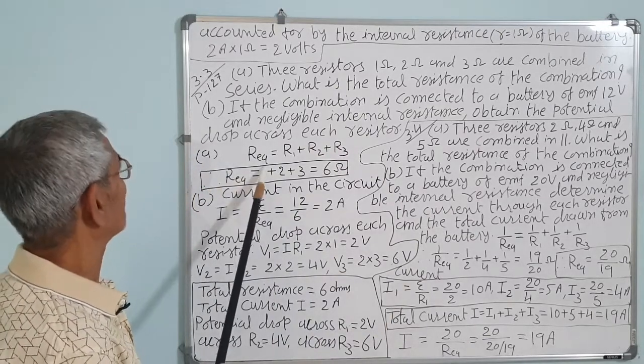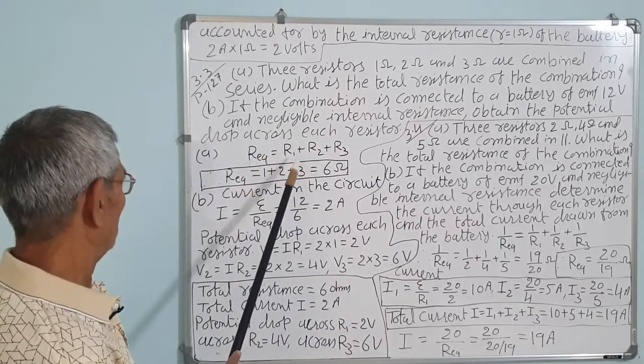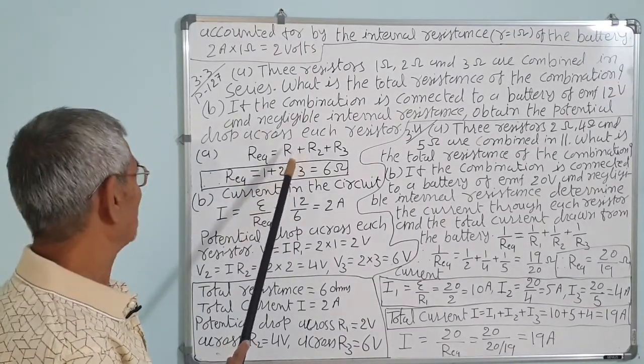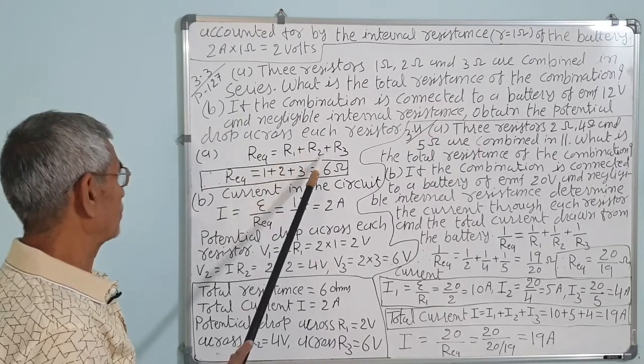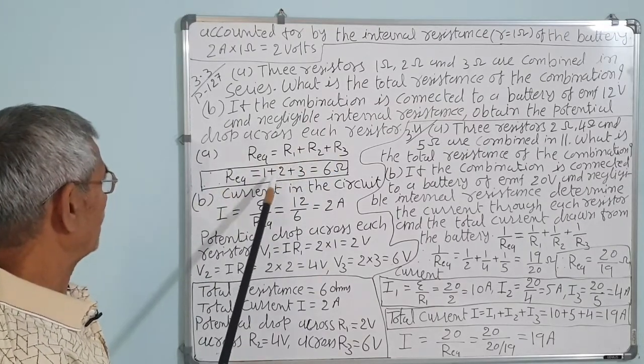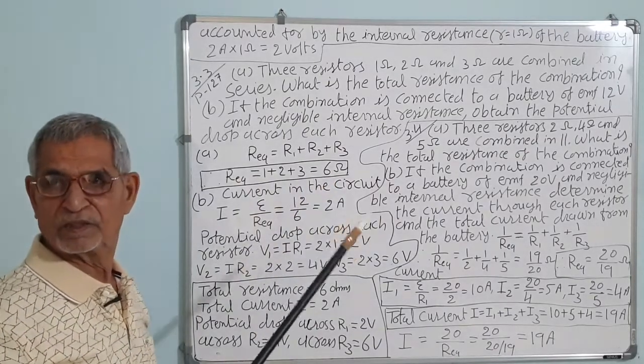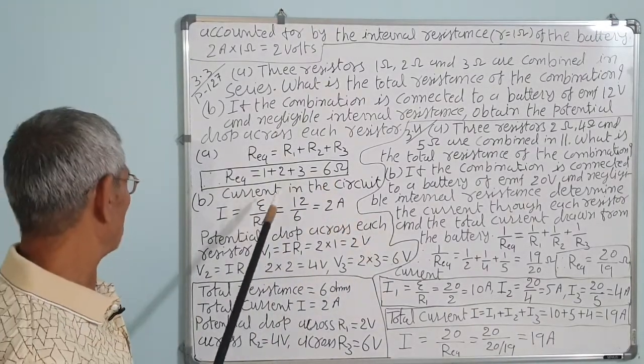Equivalent resistance of 3 resistors connected in series, we know that is equal to the sum of the individual resistances. So R equivalent is equal to R1 plus R2 plus R3. So R equivalent is 1 plus 2 plus 3, that is equal to 6 ohm. We know that in series the resistance increases.